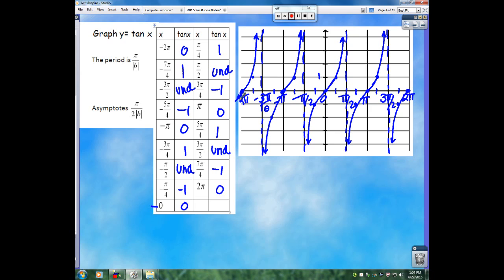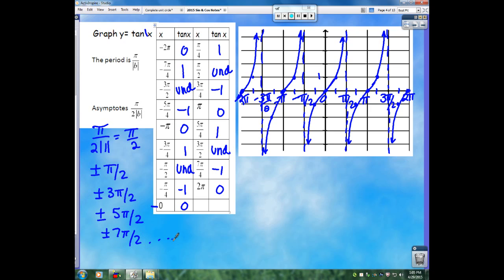Alright, so our asymptotes, notice where our asymptotes are at: pi over 2 times the absolute value of b. Here again, b is 1. So that's why we have pi over 2. Alright, so it's every odd multiple. So plus or minus pi over 2, plus or minus 3 pi over 2, plus or minus 5 pi over 2, plus or minus 7 pi over 2, and so forth, as far as our graph will go. Those will be the asymptotes of our tangent graph.